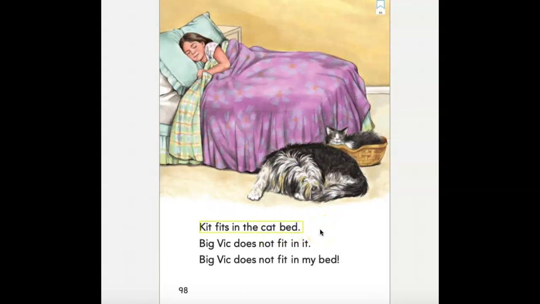Kit fits in the cat bed. Big Vic does not fit in my bed. Read it with me. Kit fits in the cat bed. Big Vic does not fit. Big Vic does not fit in my bed.